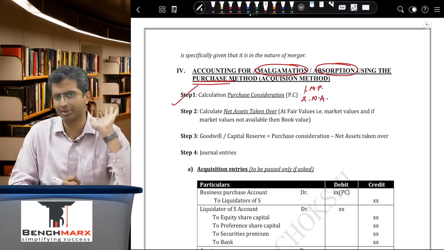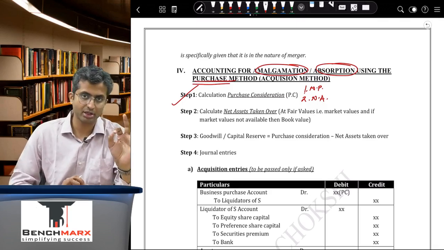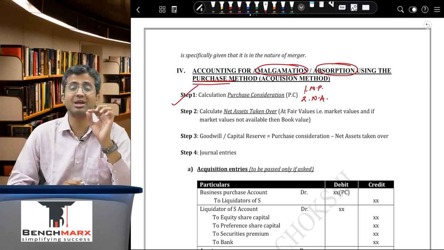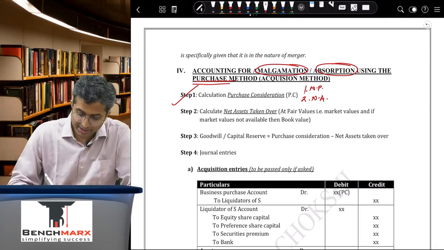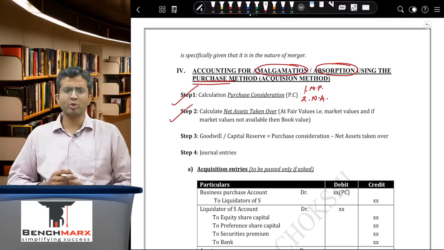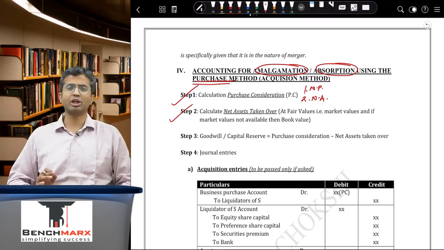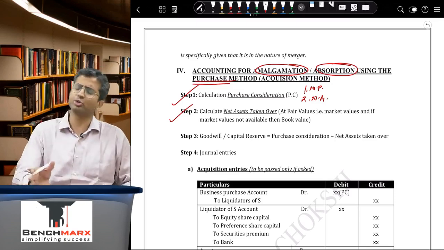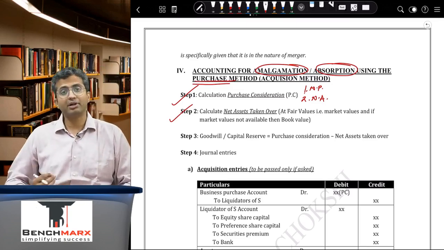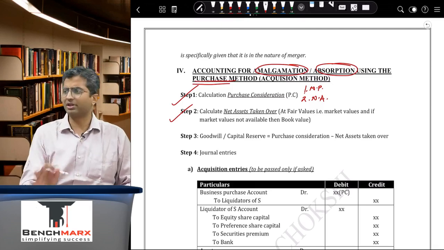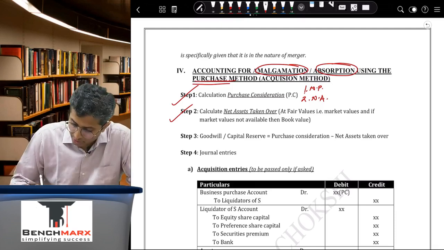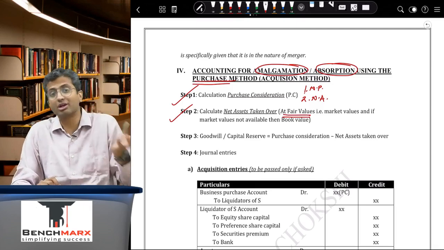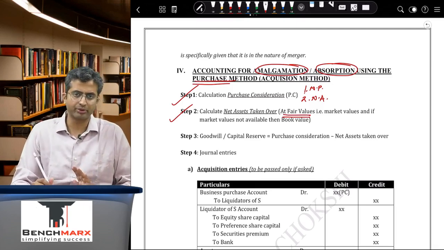You will have to show a separate working in almost every question to find the PC. There are dedicated stepwise markings allotted to that. Second step is calculation of the net assets taken over. These are assets and liabilities taken over at fair values. If there are any unrecorded assets or liabilities which also have been agreed to be taken over, they will also come in. If there is goodwill calculated in a specific way, that will also come over here. So these are at fair values, and if fair values are not available, then you can take the book values.